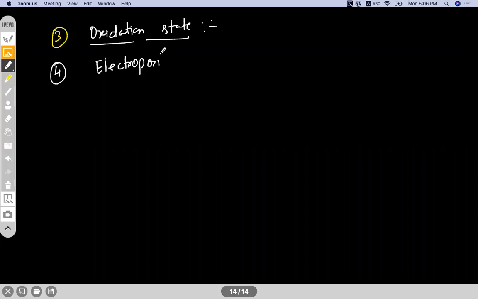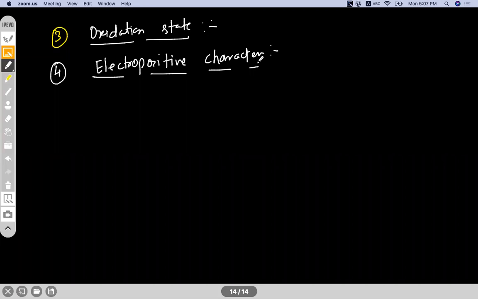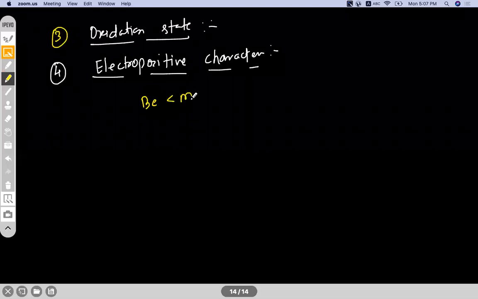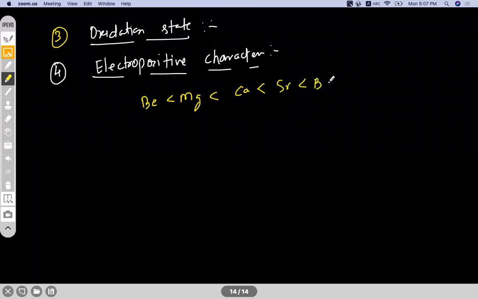Electropositive character is what? The tendency to form the positive charge ion, right? So we know as we go down the group, the ionization energy decreases, the tendency to lose electron is more, right? And hence the electropositive character increases, right? So write down as we go down the group, electropositive character increases. So the order is beryllium, magnesium, calcium, strontium, and then barium.